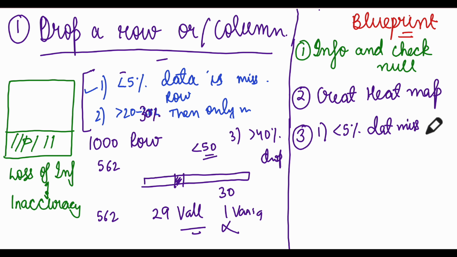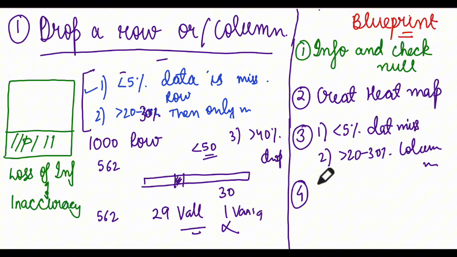Okay, then drop it, along with the second condition that more than 20 to 30% of the column is missing. This is your first criteria. And fourth, whether you have to remove a column or not depends totally. The general practice that I follow: if more than 40% of the rows are missing, then only consider removing a column. Otherwise, don't remove a particular column. So this is the condition to remove a column.